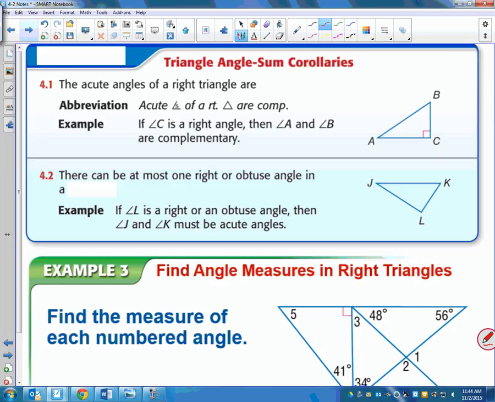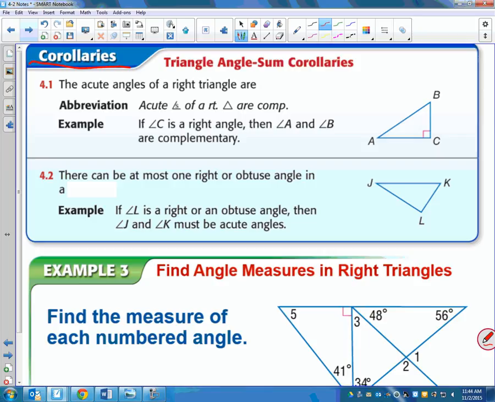Okay, new vocabulary word. A corollary. Do you know what a corollary is? It's a new word. It's not a coronary. That's coronary. A corollary is a theorem that makes sense because of another theorem.